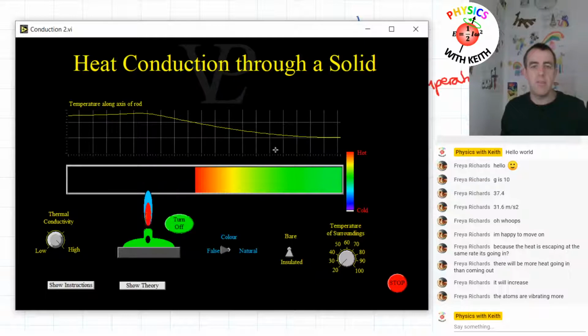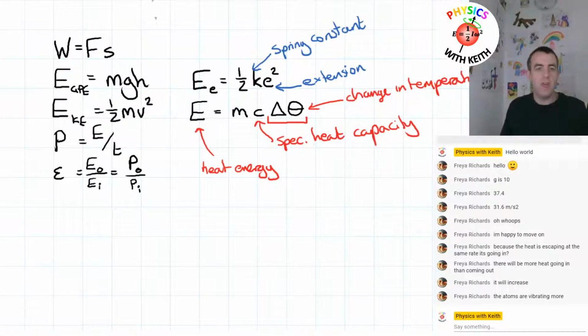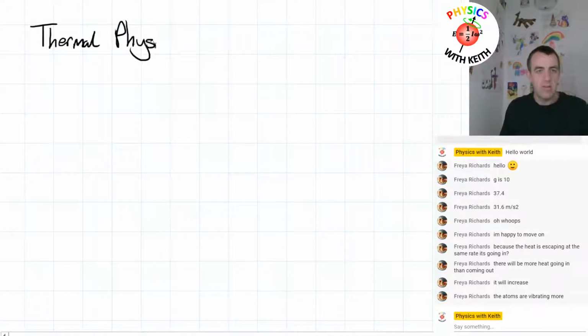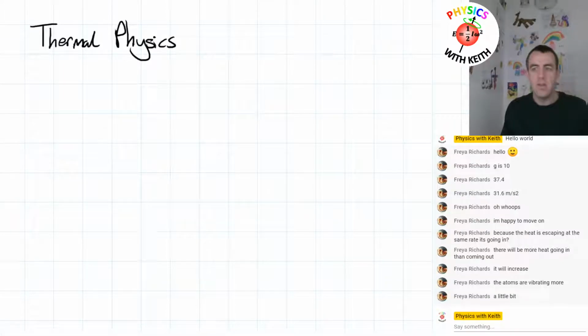The atoms are vibrating more. Again, a very, very good answer. I get the feeling you studied this before. This is very good. So, new part of our notes. Let's put thermal physics. I'm going to go ahead and undo a little bit. Yeah, that's good. That's good.